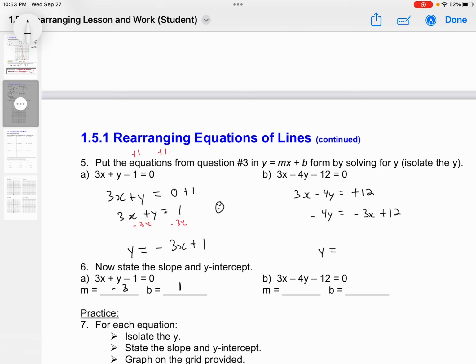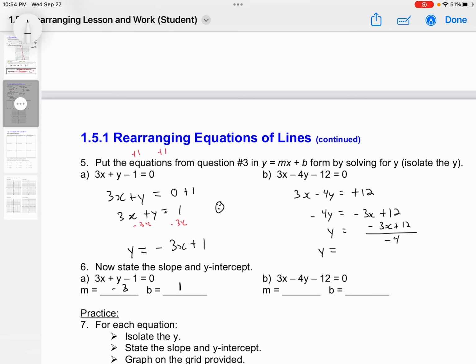Dividing by -4. So I'm going to write this, but something awkward happens. It's now -3x plus 12 all over -4, which doesn't look like y equals mx plus b form. So this is very difficult to look at and try to convert over. I'm going to say this sentence twice, to give you two shots at listening.